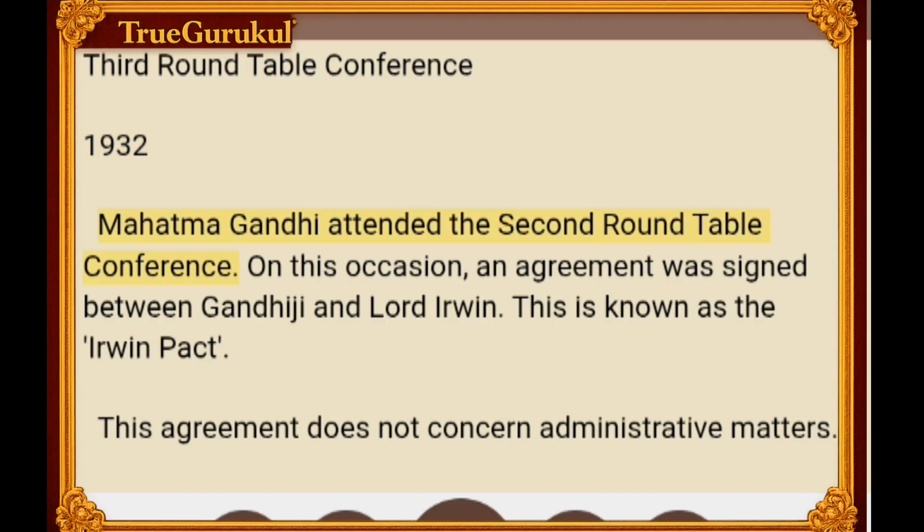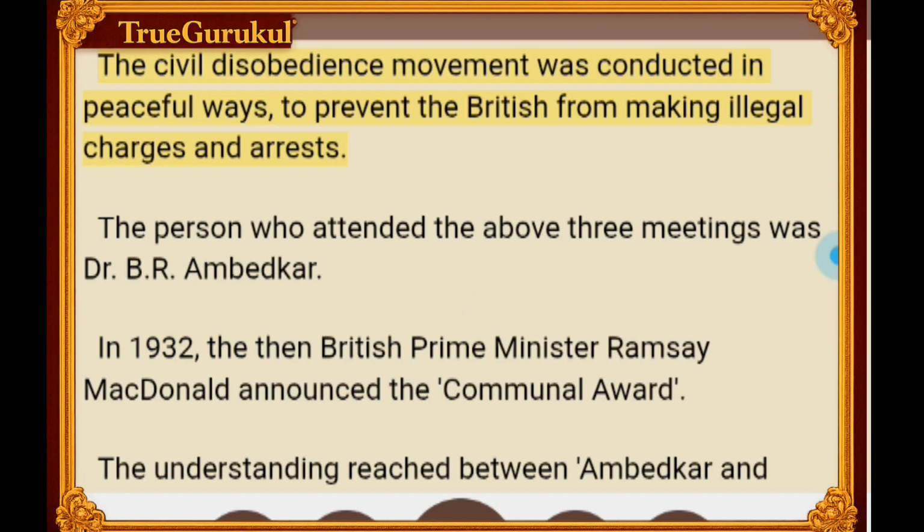Mahatma Gandhi attended the second round table conference. On this occasion, an agreement was signed between Gandhiji and Lord Irwin. This is known as the Irwin Pact. This agreement does not concern administrative matters. The civil disobedience movement was conducted in peaceful ways, to prevent the British from making illegal charges and arrests.